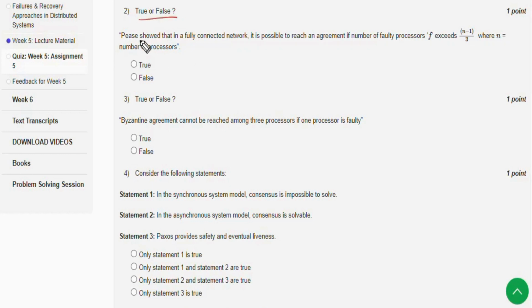True or false? Peace showed that in a fully connected network it is possible to reach an agreement if number of faulty processors f exceeds n minus 1 by 3, where n is the number of processors. Okay, so that is false. It is impossible. Okay, that is false. So I select option false. Now moving into the next question, question number 3.